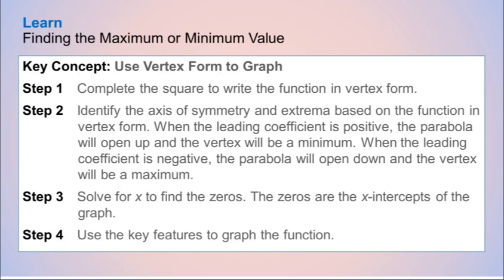Next is find the maximum or minimum value, which really means find the y coordinate of your vertex. So how are you going to do this? You're going to complete the square to write the function in vertex form, and then identify the axis of symmetry and the extrema based on the function in vertex form. When the leading coefficient is positive, the parabola will open upward and the vertex will be a minimum. When the leading coefficient is negative, the parabola will open down and the vertex will be a maximum. Then you solve for x to find the zeros, and the zeros are the x-intercepts of the graph. Then you can use those key features to graph the function.